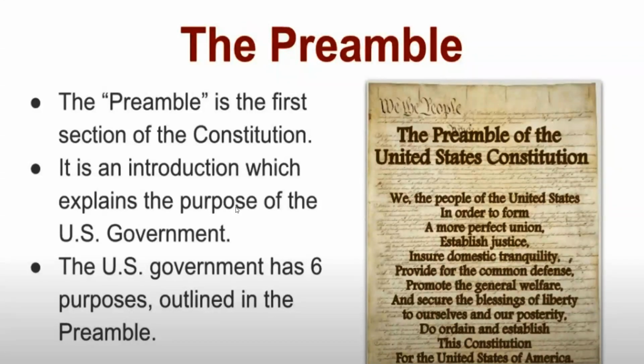Therein listed are the purposes of government: a more perfect union, to establish justice, domestic tranquility, better known as order, common defense. If we need to defend ourselves, we need to have a military. General welfare, secure the blessings of liberty to ourselves and our posterity. We're the posterity. That is our children and their great great grandchildren.